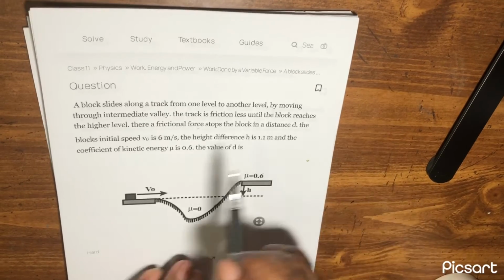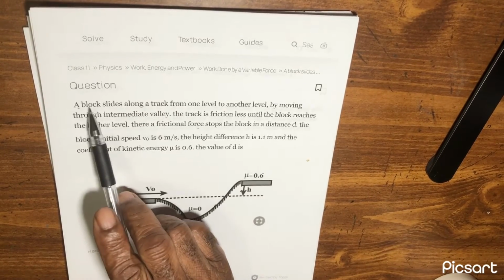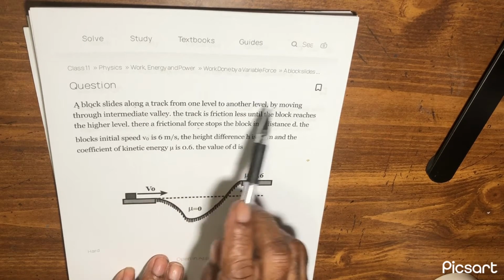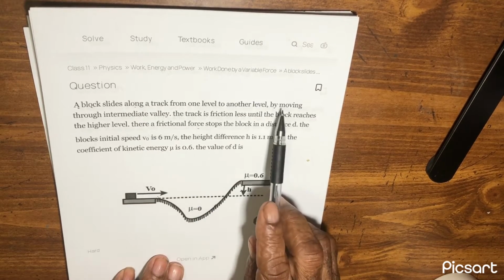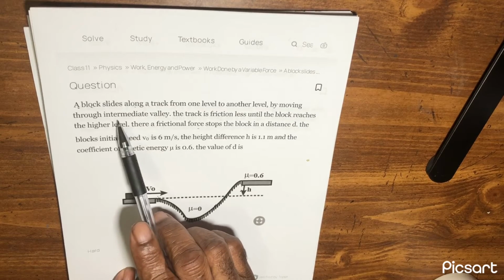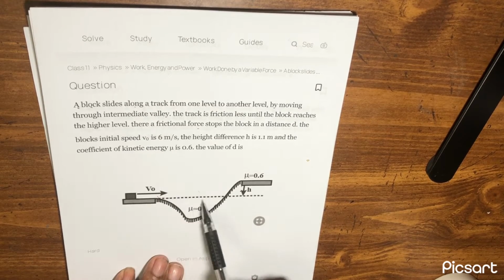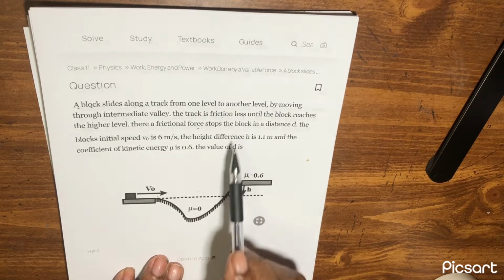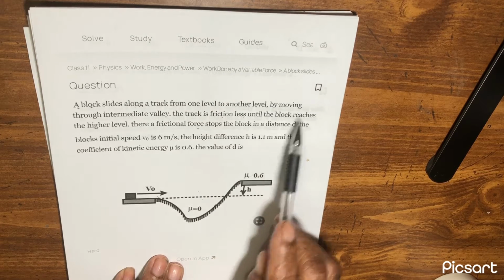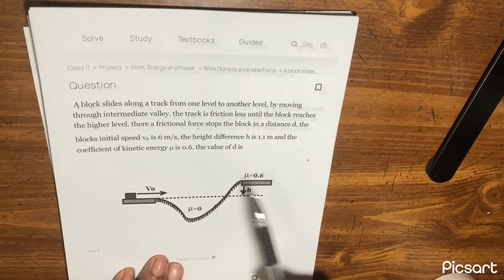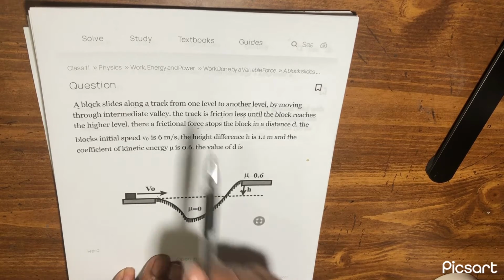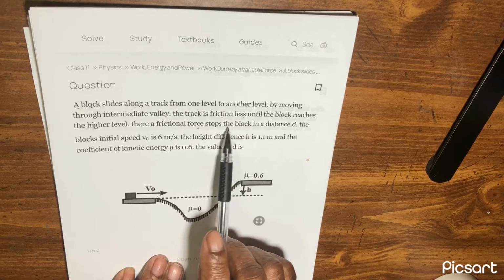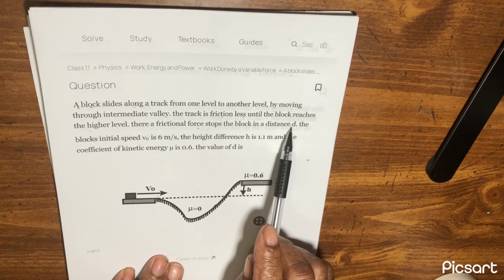So here we have a problem. A block slides along a track from one level to another level. By moving through an intermediate valley, the track is frictionless until the block reaches the higher level. This part has friction. There's a friction force that stops the block in a distance of d.